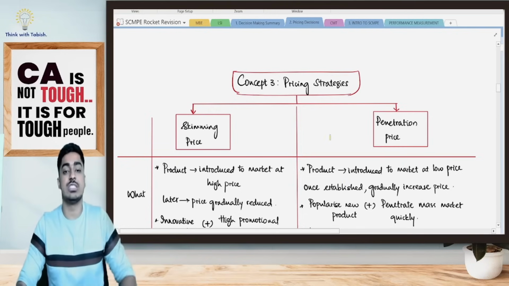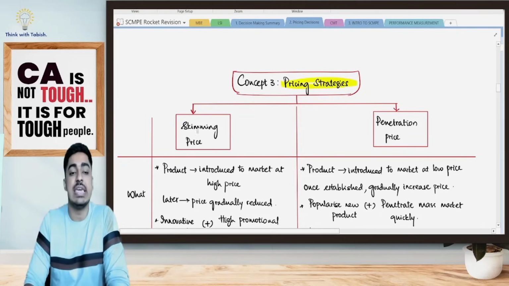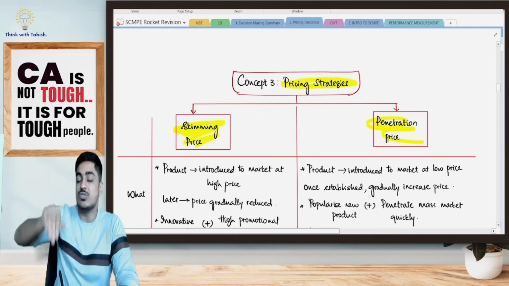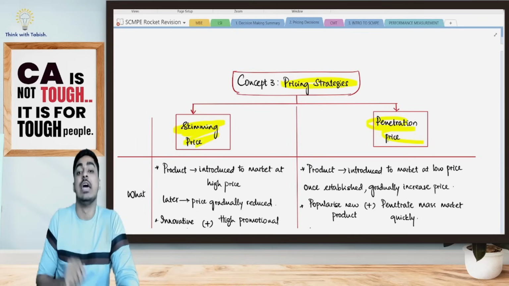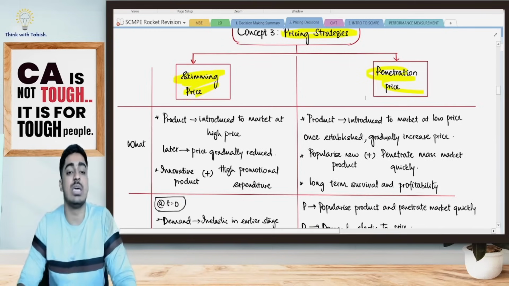Next, we are having concept 3, which is my pricing strategy. How do I set my selling price? Either I can go for skimming pricing or else penetration pricing. What is skimming? Initially charge a high selling price, gradually reduce your selling price. Apple. Penetration. Initially begin with a low selling price, slowly increase your selling price. What Jio is doing.